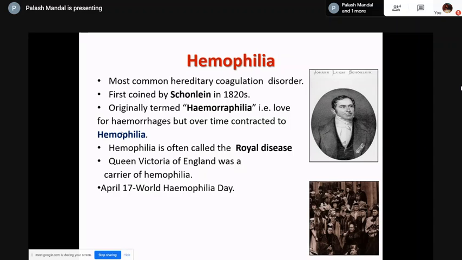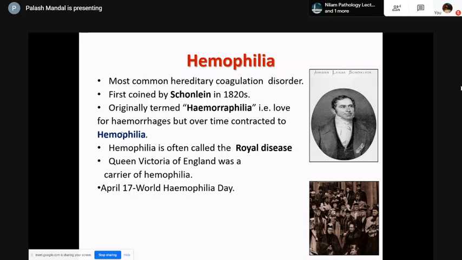Not only hemophilia, there are other diseases also. It was seen in Queen Victoria, who was a very important queen in the history of the British Empire. Queen Victoria had a very long tenure as a queen, as Queen Elizabeth too, who is also a queen for a very long time. Queen Victoria was a carrier of hemophilia, she did not suffer from it.